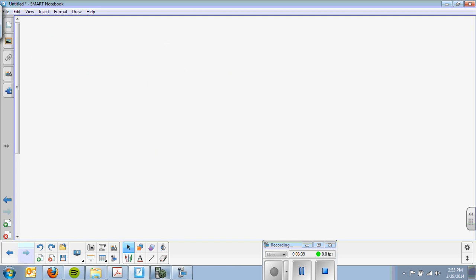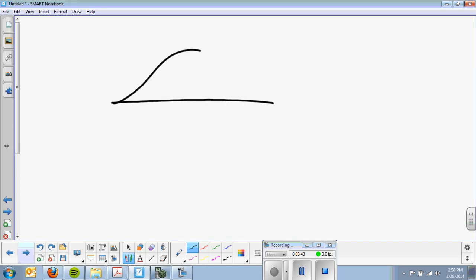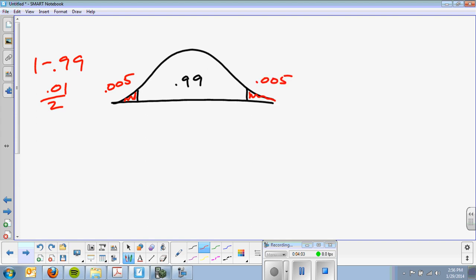Now, those are the two most common. Well, there's one more common one, and it's the middle 99%, which obviously is a little bit bigger area in the middle. I take 1 minus 0.99, and I get 0.01. I cut that in half, I get 0.005. That's the single tail area, 0.005.